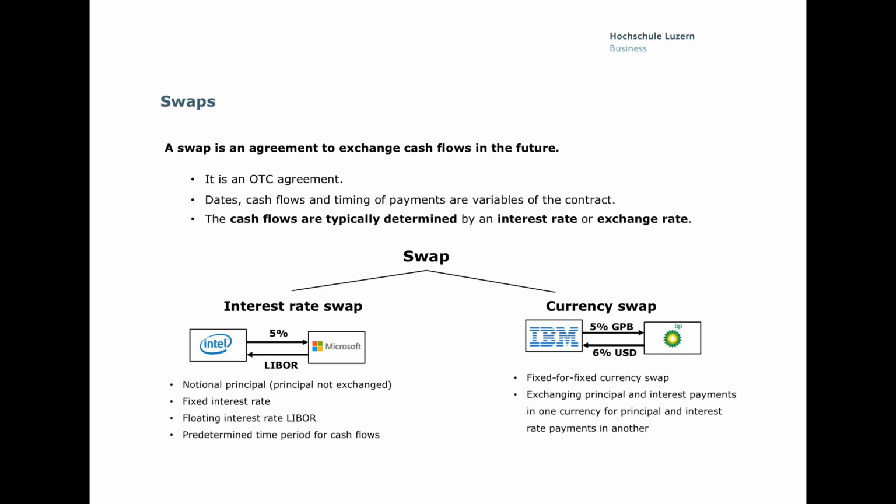Another popular type of swap is known as currency swap. In its simplest form, this involves exchanging principal and interest rate payments in one currency for principal and interest rate payments in another. For better understanding, suppose a hypothetical currency swap agreement between IBM and BP. Suppose that IBM pays a fixed rate of interest of 5% in sterling and receives a fixed rate of interest of 6% in dollars from BP. This is termed a fixed for fixed currency swap because the interest rate in both currencies is fixed.